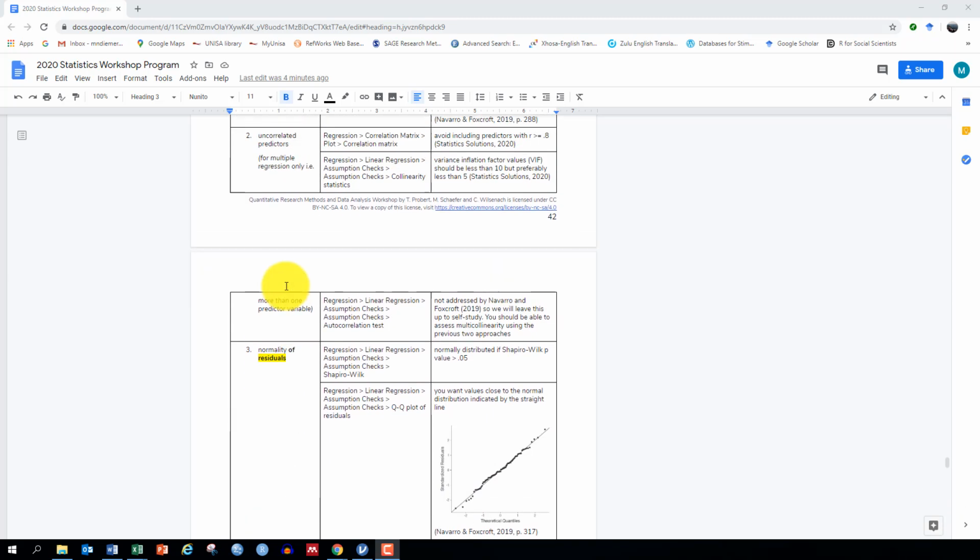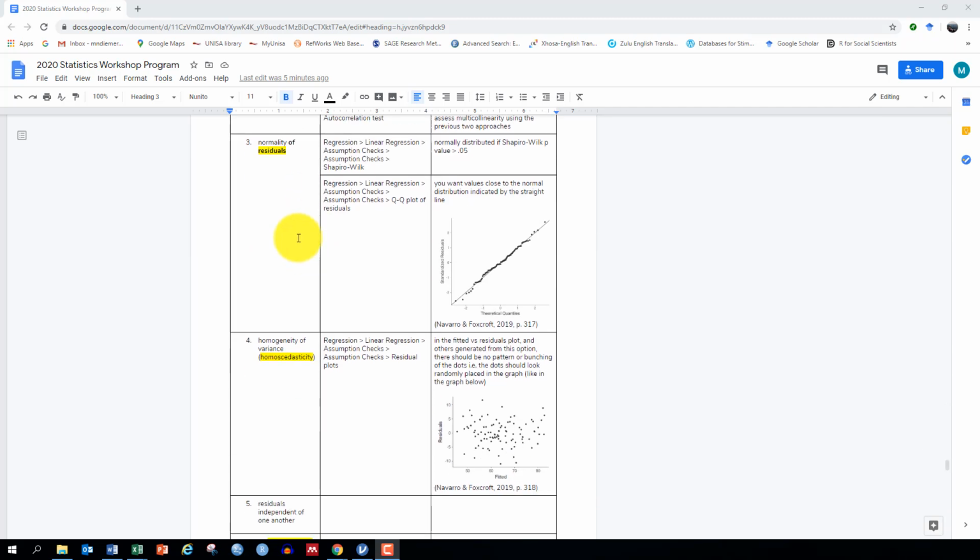The next assumption is that the predictors should be uncorrelated, or rather not correlated too highly. So again, you can look at Pearson's R, that the R value should not be greater than 0.8. And we can also look at the output from the collinearity statistics, specifically variance inflation factor values. And we'll look at those results just now.